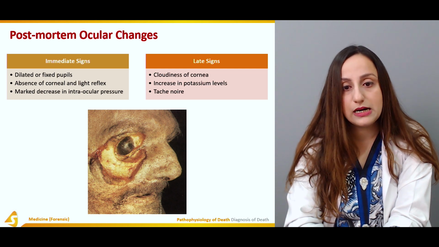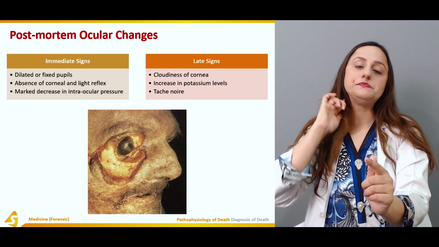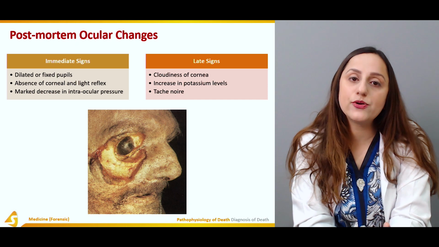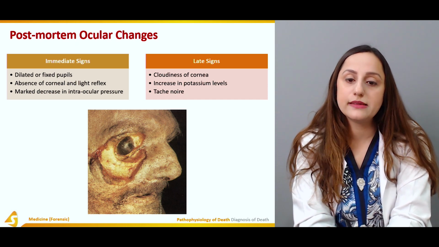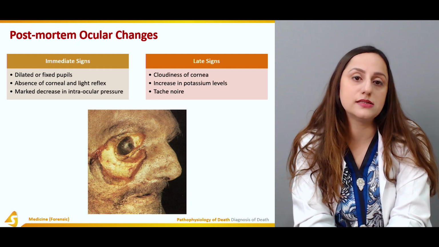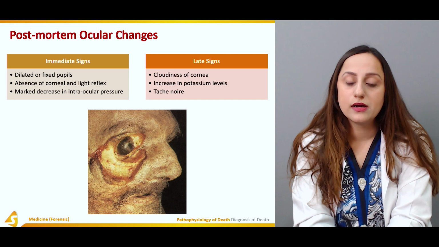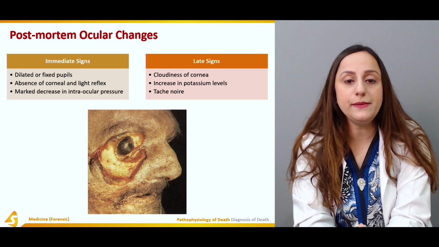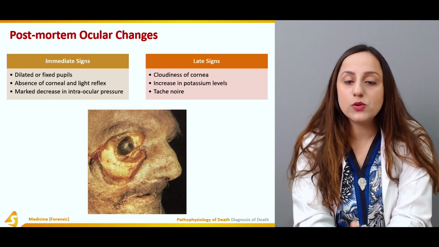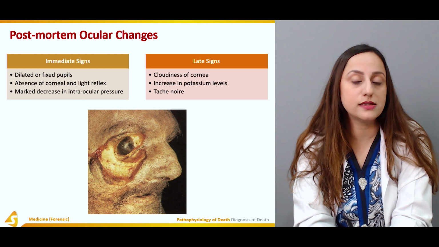Then there can be tache noire. Now, tache noire is basically these scleral images. There will be darkening spots in the sclera. They are basically the tache noire, and they can be due to the hemorrhages in the sclera. So these are basically the late signs of the ocular changes. Now, these are the signs which I have discussed in the cornea and in the sclera.